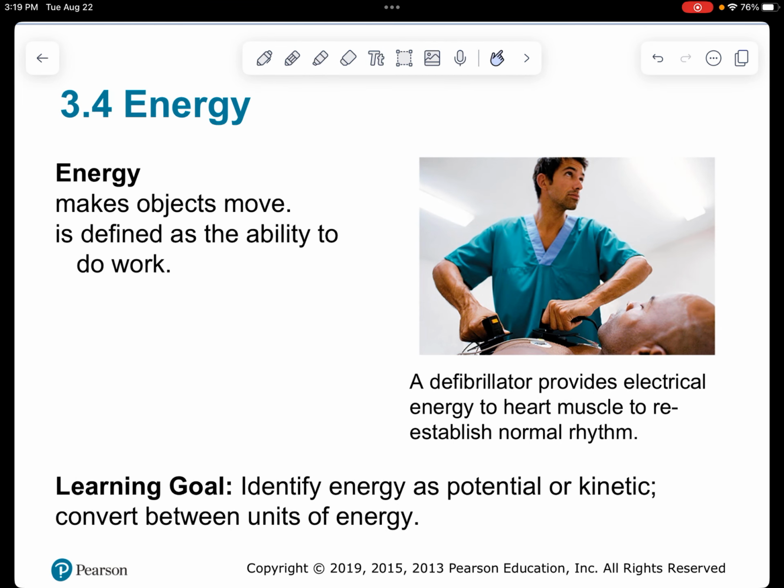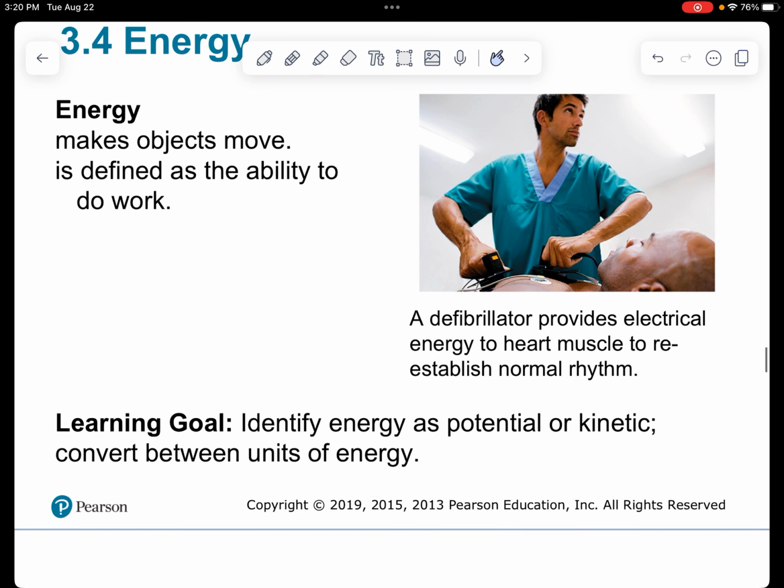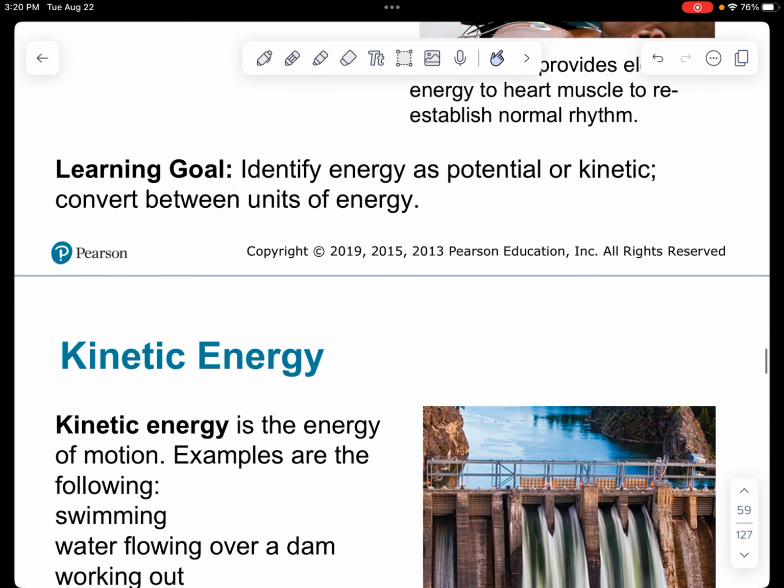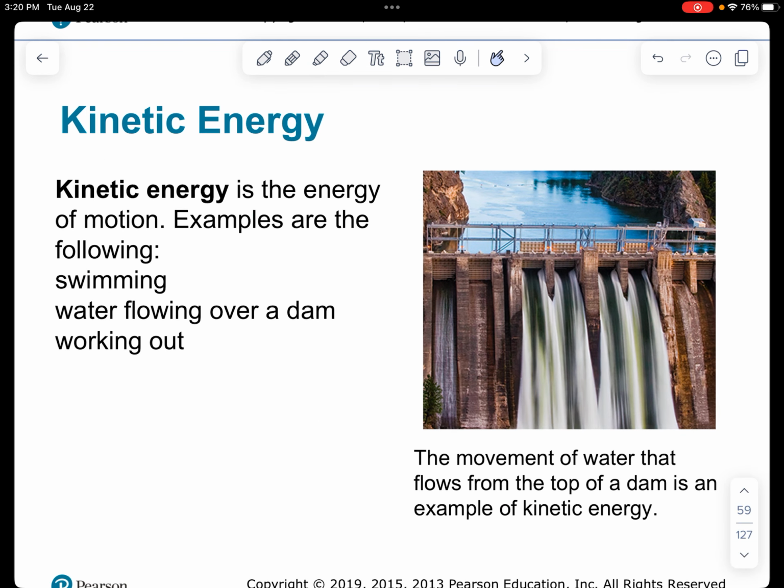Okay, 3.4, Matter and Energy. Energy makes objects move, and it's defined as the ability to do work. Kinetic energy is the energy of motion. Examples are swimming, water flowing over a dam, or working out.